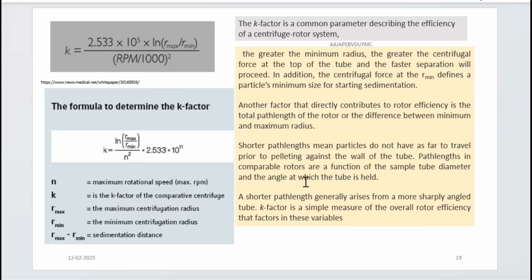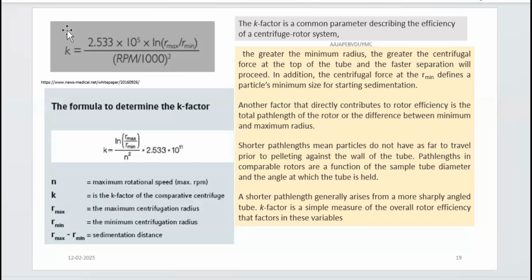So the shorter the path length, that generally arises from a more sharply angled tube. So fixed angle rotors will have shorter path length, we have seen. So K factor is a simple measure of overall rotor efficiency. That is what I have said. Now, how can you calculate it? See the formula. K is equal to 2.533 into 10 raised to 5 into log of R max upon R minimum, and this entire system is divided by RPM upon 1000 whole square.